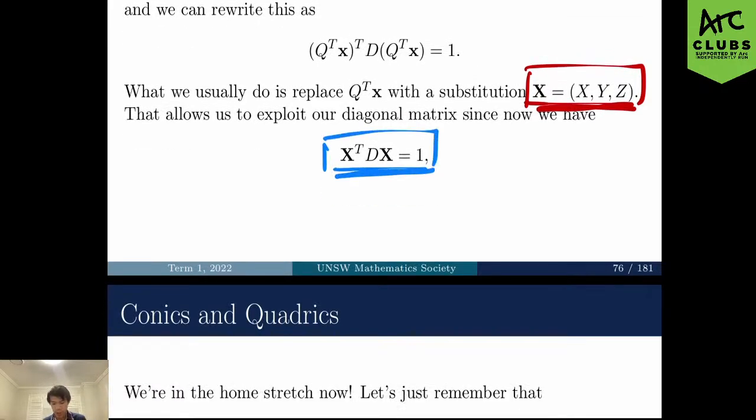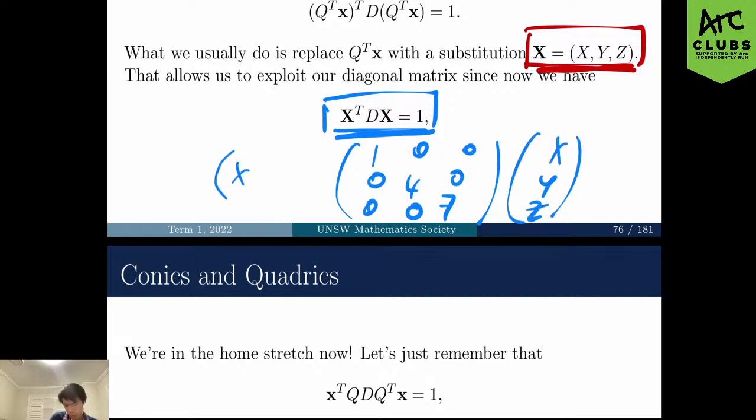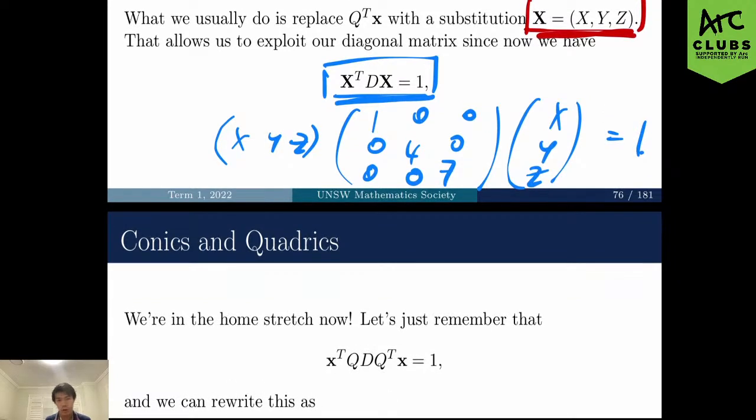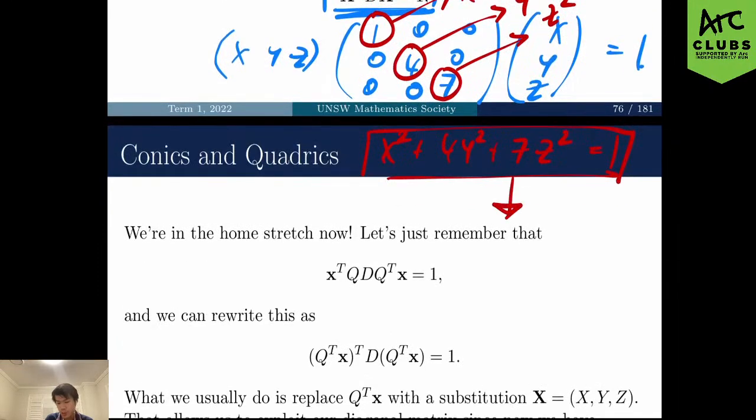Let's check what we had before. Our diagonal matrix was equal to 1, 4, 7. And we know this is equal to 1. If we remember what we were doing before when we were forming our matrix, these represent, as I said before, x squared, y squared, and z squared. So now that we've got our diagonal matrix, we've got x squared plus 4y squared plus 7z squared equals 1. And that's a shape we actually know about. If you check your lecture notes, it says explicitly this must be an ellipsoid.